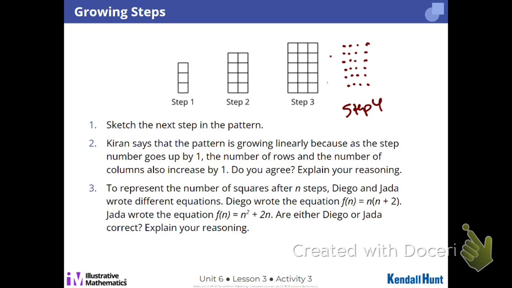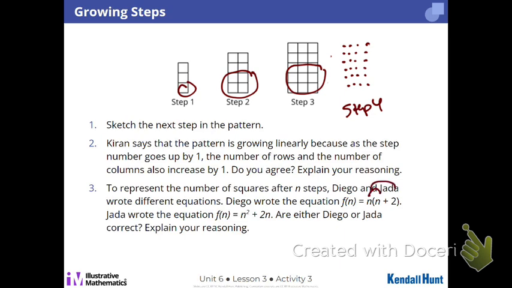Okay. Who said that they saw it more like Jada? Yeah, I see it like Jada, but I kind of love when someone shows me another way. What's Jada's way? Jada's seeing the square and then just adding 2 rows on top. So she's seeing the n squared and then the 2 rows increasing each time. And what Diego's seeing is the base being an n, or the step, and then the height being the step plus 2 every time. Well, who do you think's right?